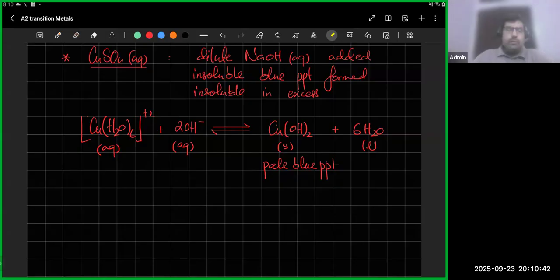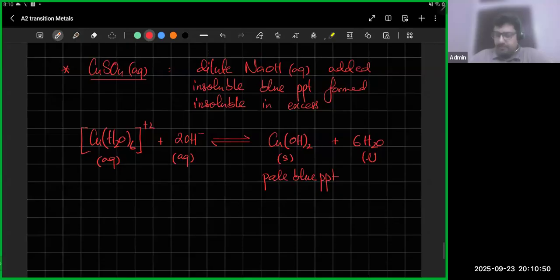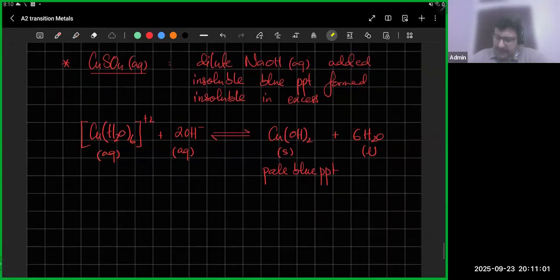Okay. So we'll just start writing the equations for the same thing. I told you that copper sulfate, if you add NaOH to it, what happens? The OH ions come in, they knock out some of the water molecules over here, and they become Cu(OH)2, and the water molecules get knocked out. The next one is, what if we add ammonia to it?